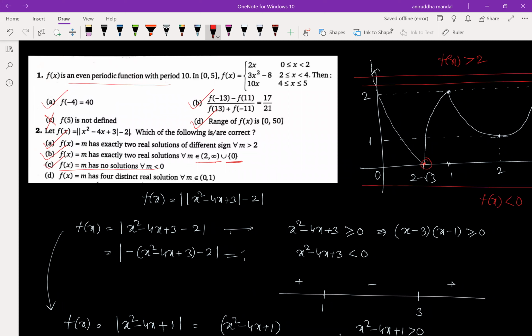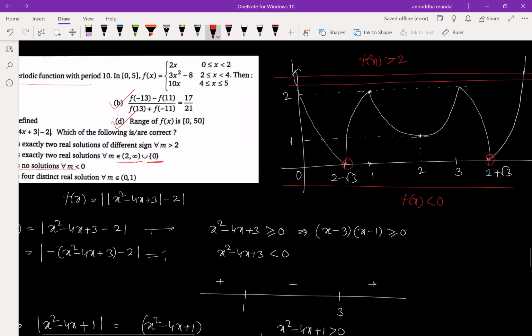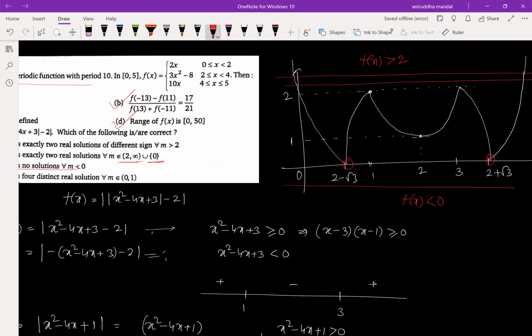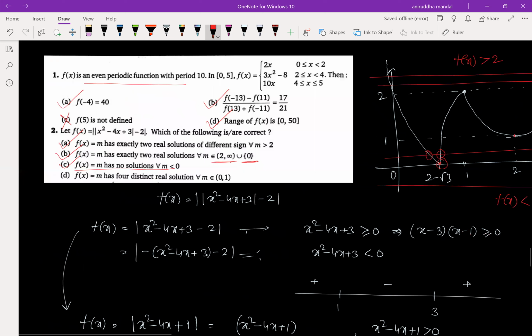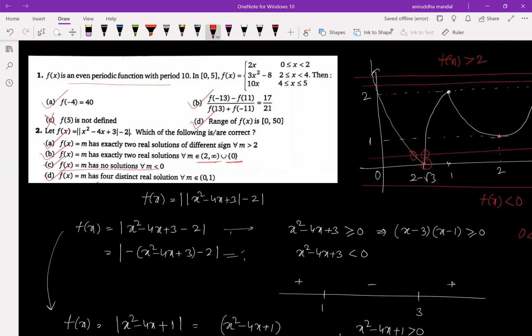And last is m has 4 different distinct solutions between 0 and 1. So this is 0 and this is 1. Okay, so we will cut this equation in between 0 and 1 because we have this minimum value at 2, which is 1. So in between 0 and 1, we have 4 different solutions. So this option is also correct. Okay, so all the options are correct.